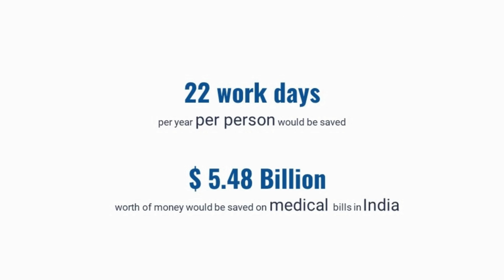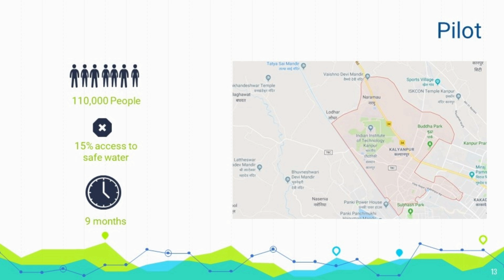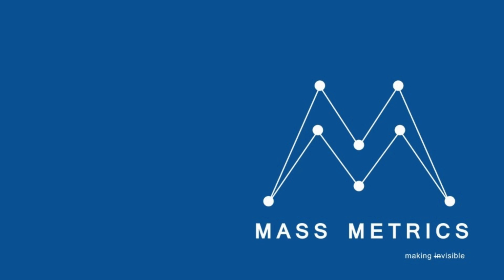This particular approach has a research-backed 60% chance of behavioral change. So this at national level can amount to 22 additional workdays per person per year. It can save up to 5.48 billion in medical bills in India. We are running a 9-month pilot with 110,000 people, among whom only 15% have access to safe drinking water. Mass metrics is our endeavor to dilute information inequality.